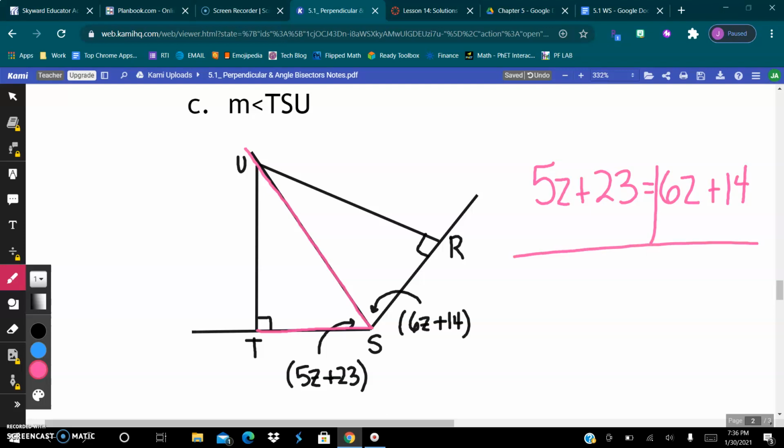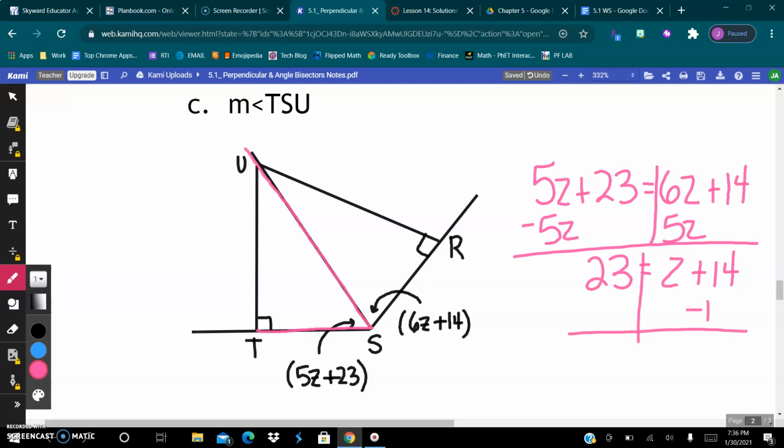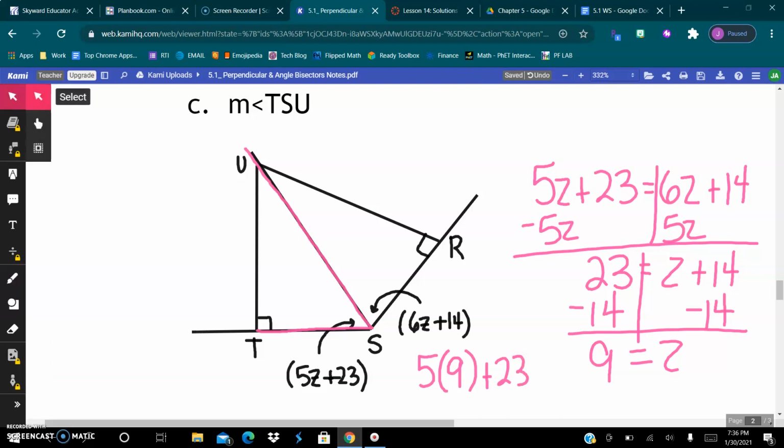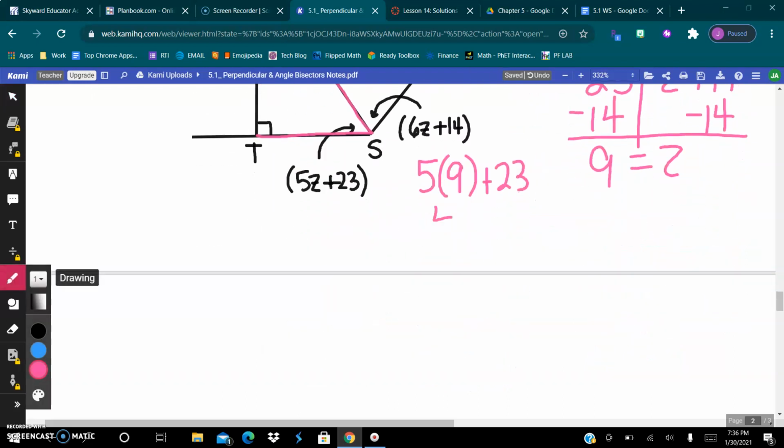So our first step is to get the variables on the same side. So I'm going to subtract 5z from both sides. And then I will have to subtract 14 from both sides. So z would equal 9. And then I have to plug that back in. So I have to do 5 times 9 plus 23. And that would be 45 plus 23, which would equal 68 degrees.